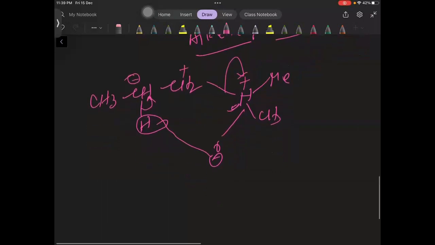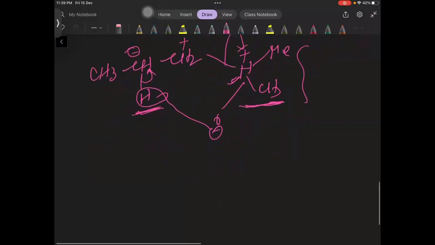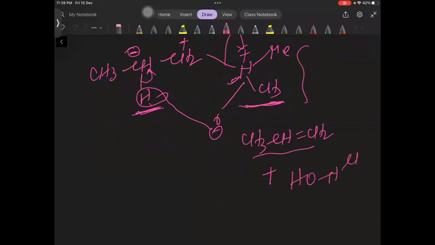And your question, sir, is why I have written these substances like this? Actually, you can observe here, hydrogen and this group are on the same side, not on the opposite side. So we have to keep in mind that both groups should be on the same side. As a result, here the negative charge, here the positive charge. So CH3, CH double bond CH2 will form plus HO, and CH3, CH3 will form. This is called hydroxylamine.